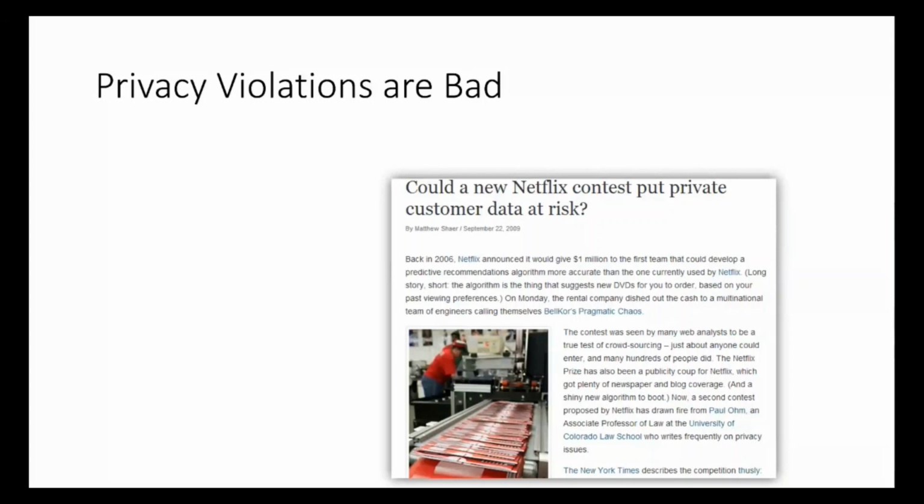of this competition, in which an anonymous complainant, Jane Doe, asserted that her Netflix movie rental records would reveal her sexuality and that this would cause her issues with her employment. So Netflix settled this lawsuit for an undisclosed but presumably large sum and canceled the second Netflix competition. Okay, so this is to say that doing simple things like just removing people's names, it's not enough to protect privacy.